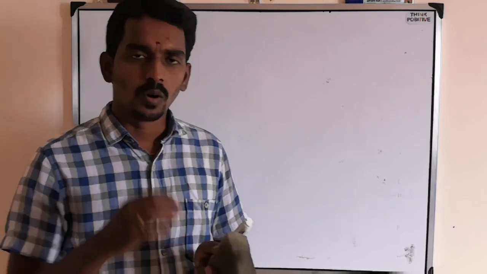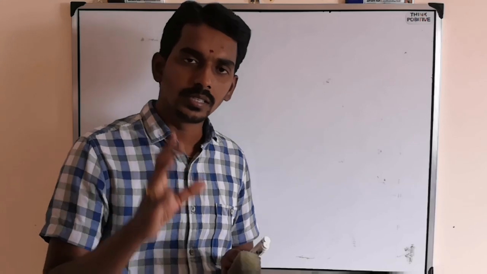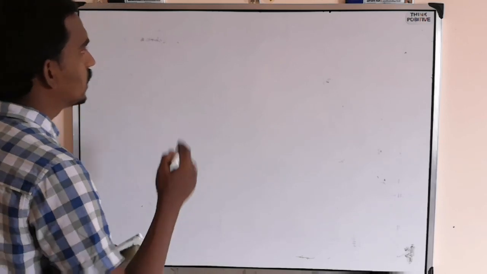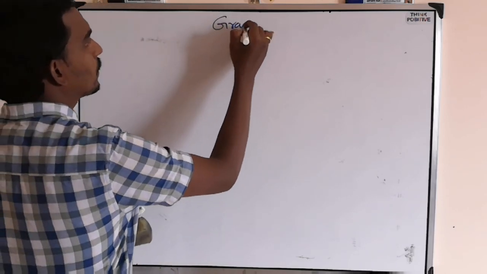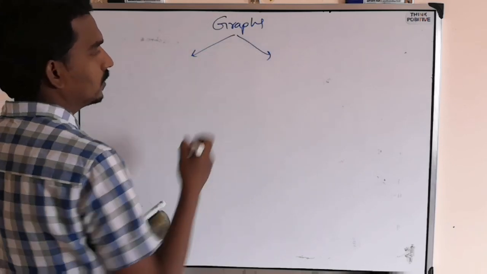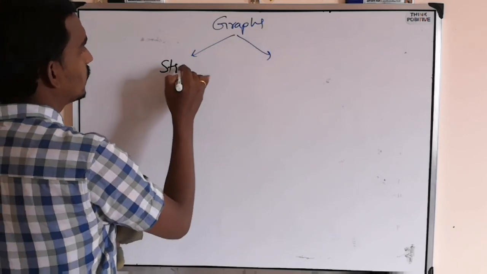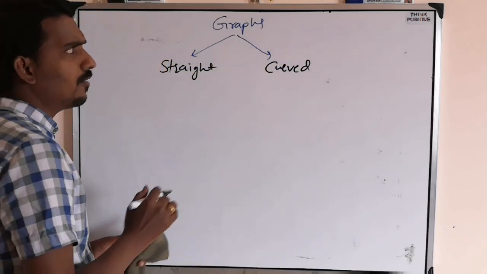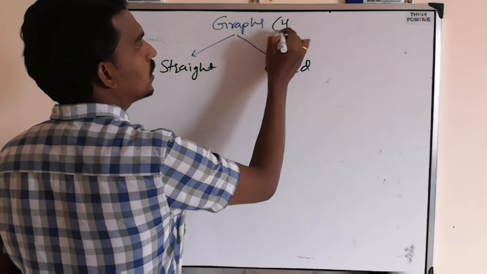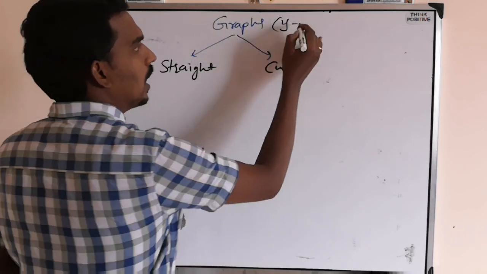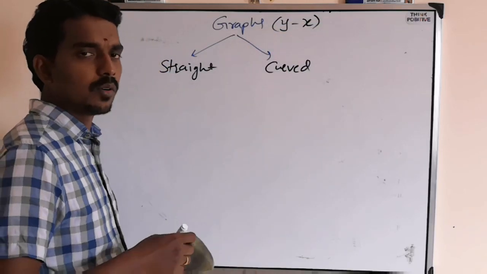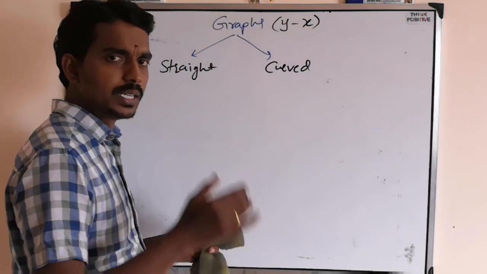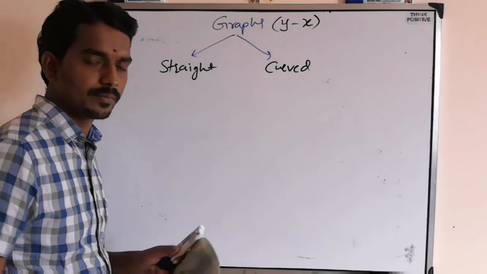But before that, what are all the types of graphs which exist in physics? That is important. As I told earlier, the graphs are mainly of two types. One is straight and another one is curved. Graph means representation of one quantity on the y-axis and another quantity on the x-axis, where y depends on x. There must be some relation between y and x.